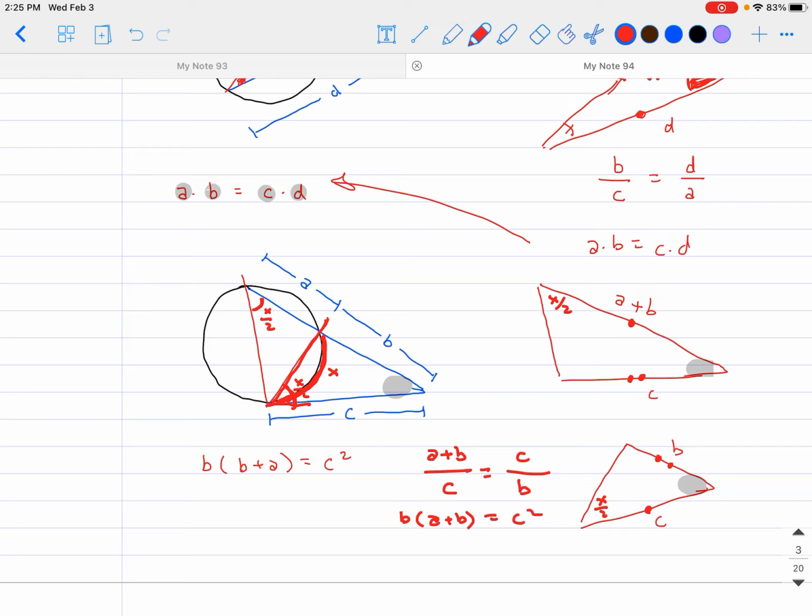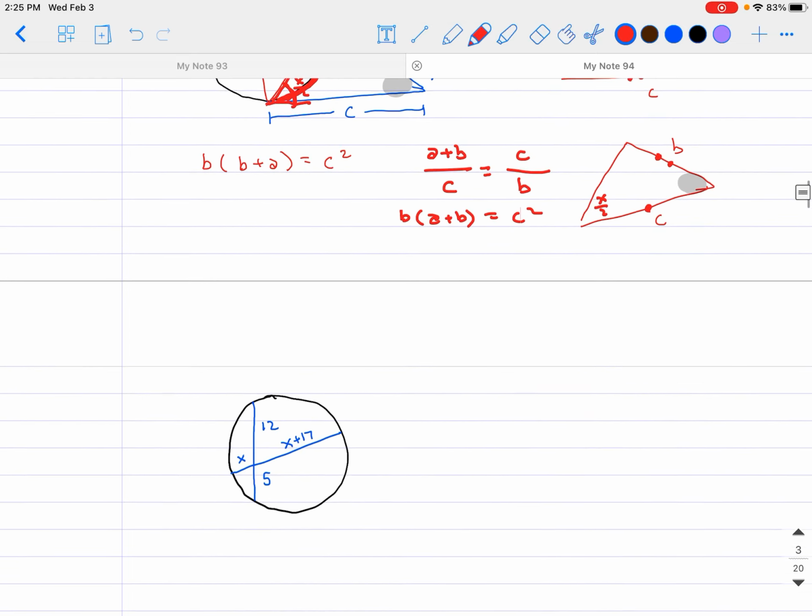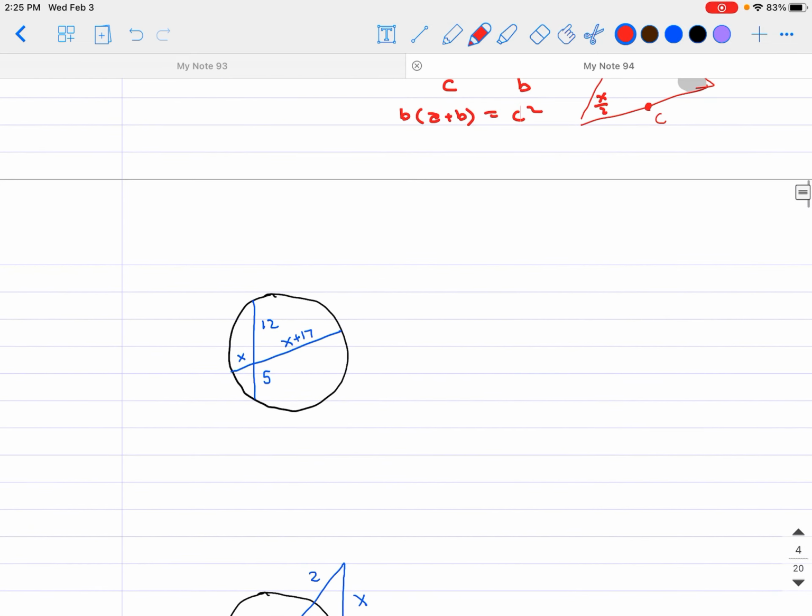All right, so now let's look at some problems that you can deal with using these power theorems over here. So the first one is going to be algebraic. Here is something where you have to solve for x. Okay, so let's set up the power theorem. In the first case, it's supposed to be x multiplied by x plus 17 is equal to 12 multiplied by 5. So hopefully that's not too bad.